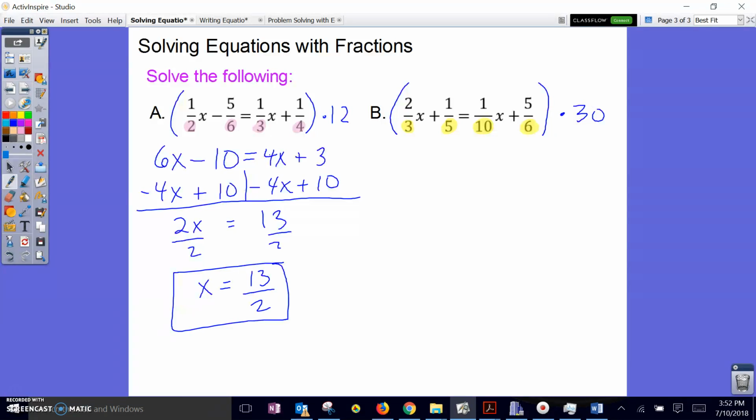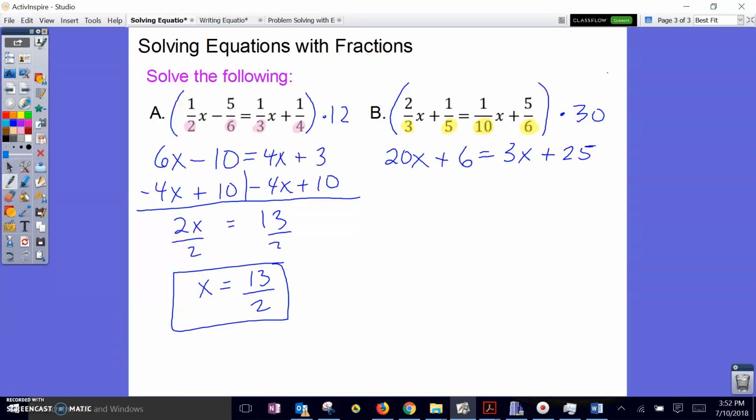30 times 2/3, 30 times 2 is 60, divided by 3 is 20. 30 times 1/5, 30 times 1 is 30, divided by 5 is 6. 1/10 x times 30, 30 times 1 is 30, divided by 10 is 3. And 5/6 times 30, 30 times 5 is 150, 150 divided by 6 is 25. Sometimes you still might need a calculator to help you a little bit with these. If the multiplications and divisions get a little bit above where your comfort zone is, then you're always welcome to go ahead and use one when that's the case.